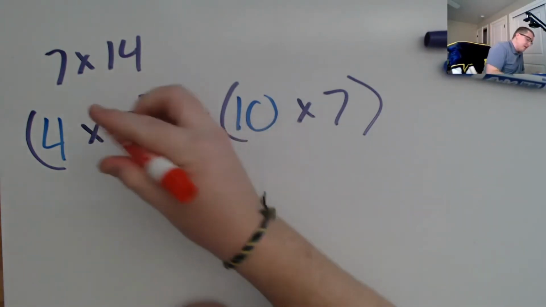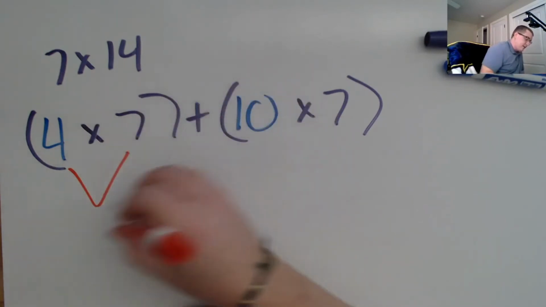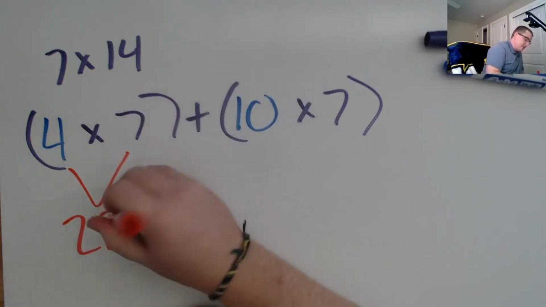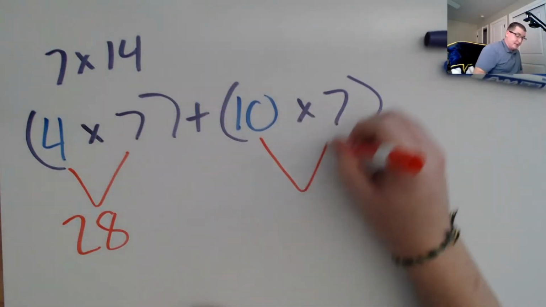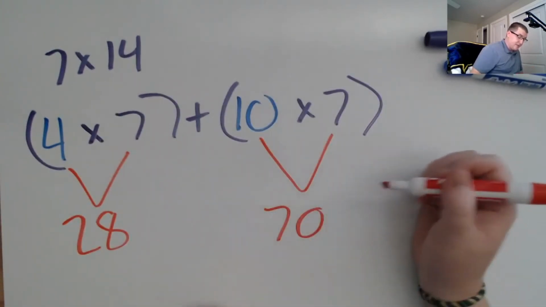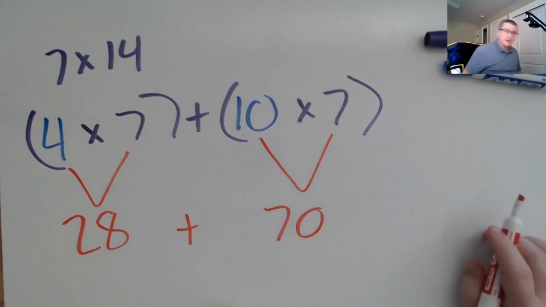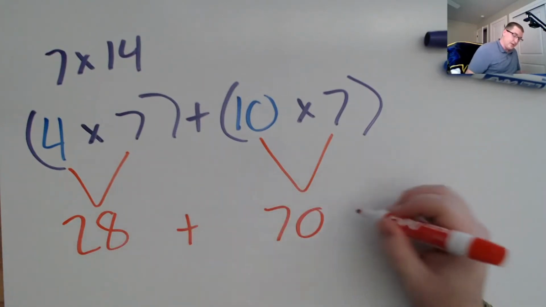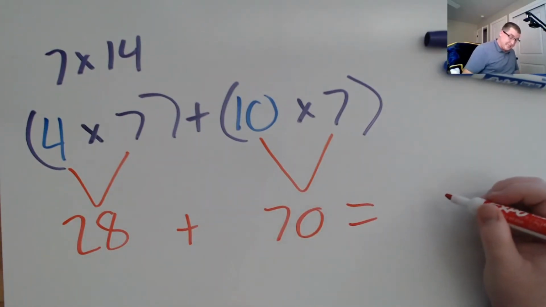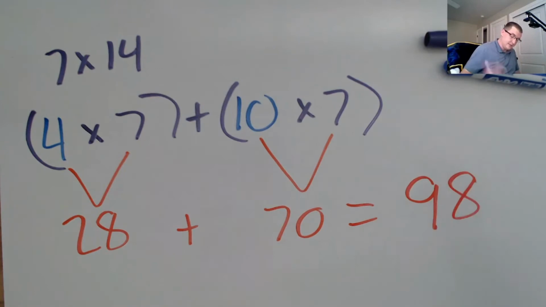So what we're going to do is go ahead and multiply it right here. 7 times 4, or 4 times 7, is 28. And then 10 times 7 is 70. We still have our plus sign. Let's bring that down. We're going to add those together. So 28 plus 70 is 98. And that's how you multiply in expanded form.